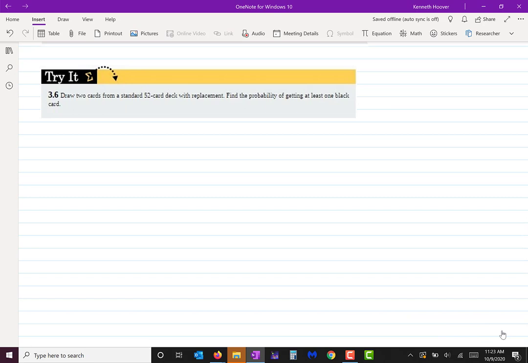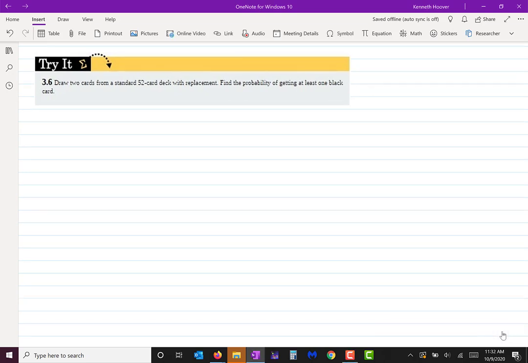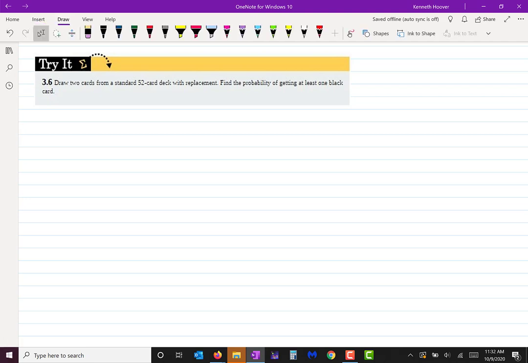Okay, now we're getting into something a little more interesting. We're actually going to calculate something. It says, draw two cards from a standard deck with replacement. Find the probability of getting at least one black card. Okay, now this is actually a really good question. This is going to require us to use some of those formulas that we just learned. Okay, so let's do this. Let's put some stuff in writing.